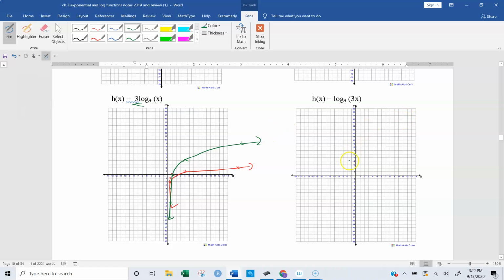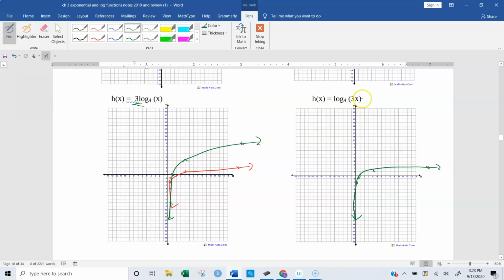Now this one, 3 of x, so we're taking our same points again. Let's put them back in. I'm drawing my parent. 4, 1, and 16, 2. Okay, there's my parent graph. Whoops, shouldn't have gone past that y-axis.